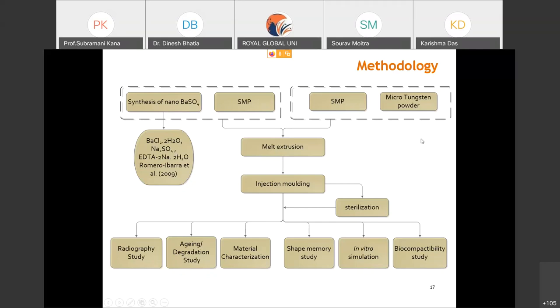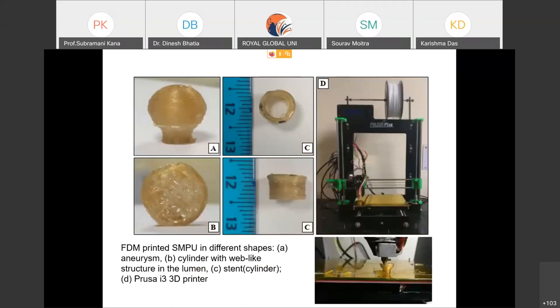As I already explained, we passed the material through melt extrusion and injection molding to get the test samples. Since we are planning to use it for biomedical applications, it always passes through sterilization, so we need to see the effect of sterilization on the material characteristics. Then we need to go for radiography studies, aging, degradation, material characterization, shape memory and so on. That's what we have been doing. The work is going on, and part of the results are being reported here.